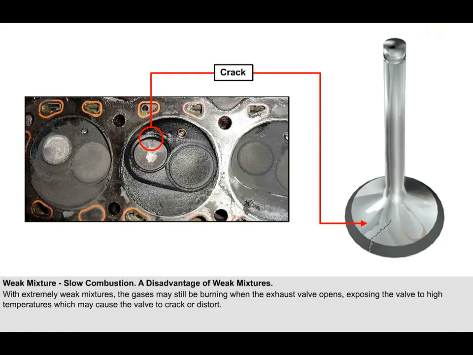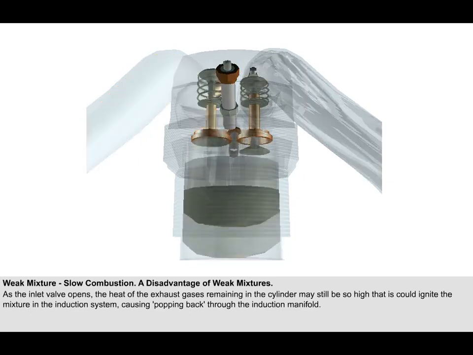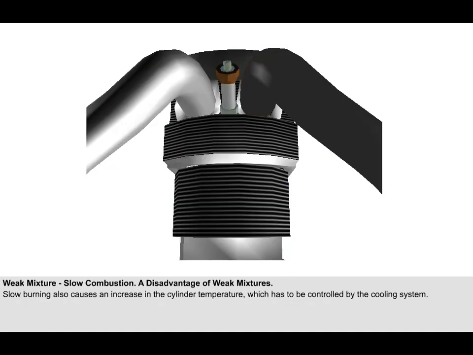With extremely weak mixtures, the gases may still be burning when the exhaust valve opens, exposing the valve to high temperatures, which may cause the valve to crack or distort. As the inlet valve opens, the heat of the exhaust gases remaining in the cylinder may still be so high that it could ignite the mixture in the induction system, and popping back occurs through the induction manifold. This slow burning also causes overheating, because a certain amount of the heat generated in combustion is not converted into work by expanding the gases in the cylinder as it should be. It therefore remains in the cylinder and has to be dissipated by the cooling system.